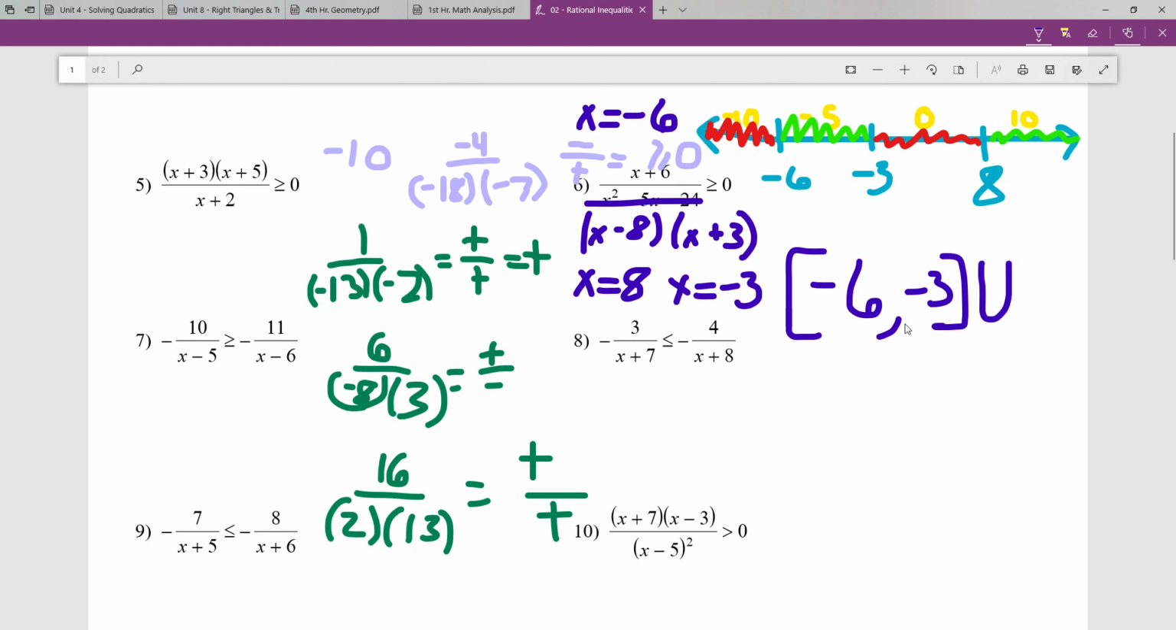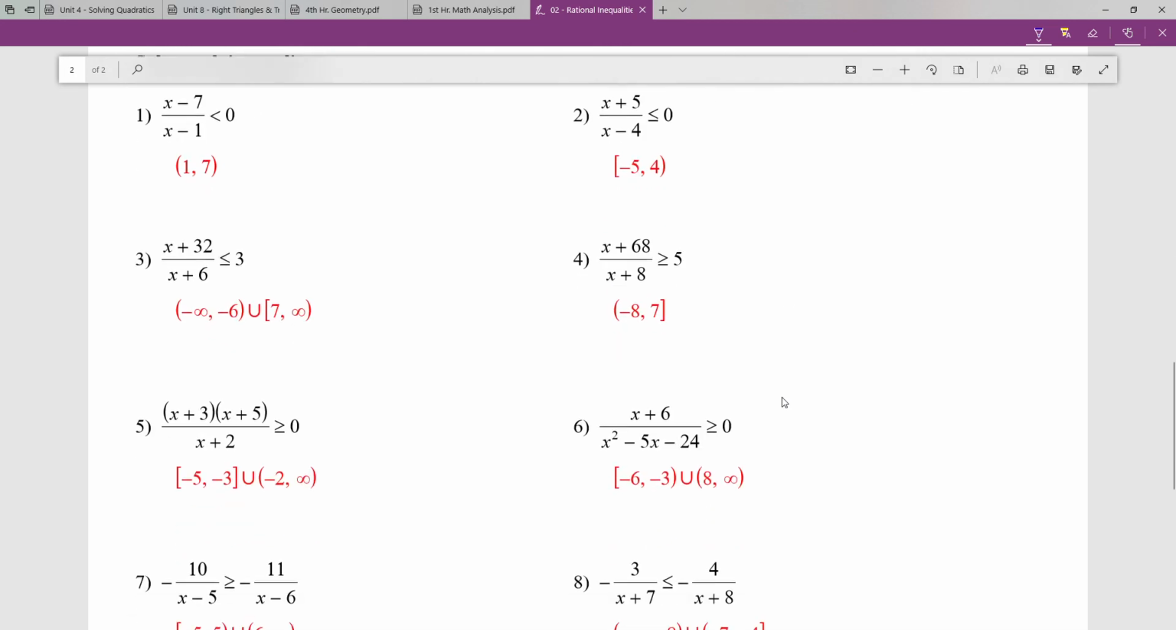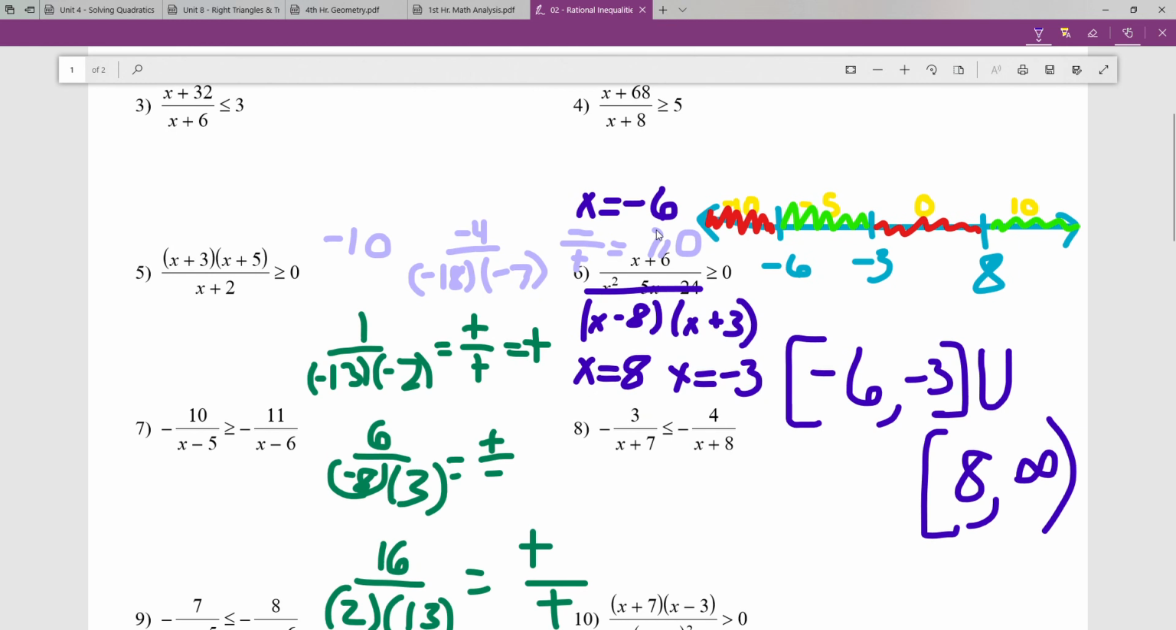My next value after negative 3 is actually 8. And then 8 goes off forever, up into infinity. Can infinity have a bracket? No, it cannot. So even though we have or equal to and everything else is bracketed, this infinity is actually going to have a parentheses. So we have negative 6 to negative 3, union 8 to infinity. Let's check our work. Negative 6 to negative 3, union 8 to infinity. Perfect, wonderful, thank goodness. I didn't do anything wrong. I didn't embarrass myself. Yay.